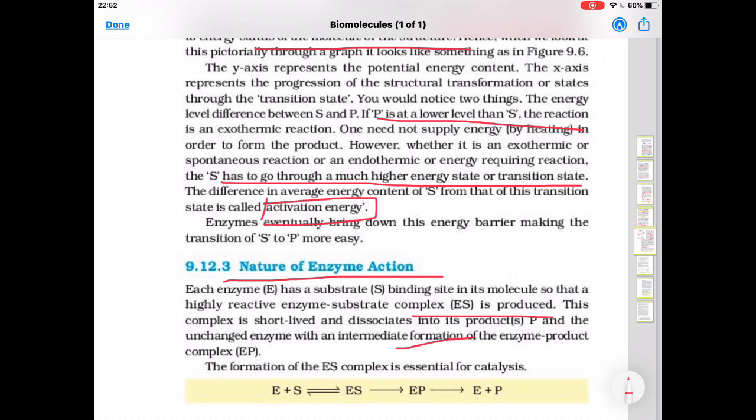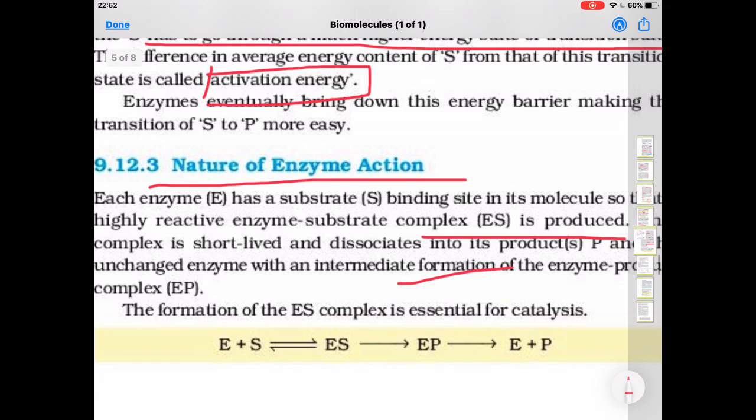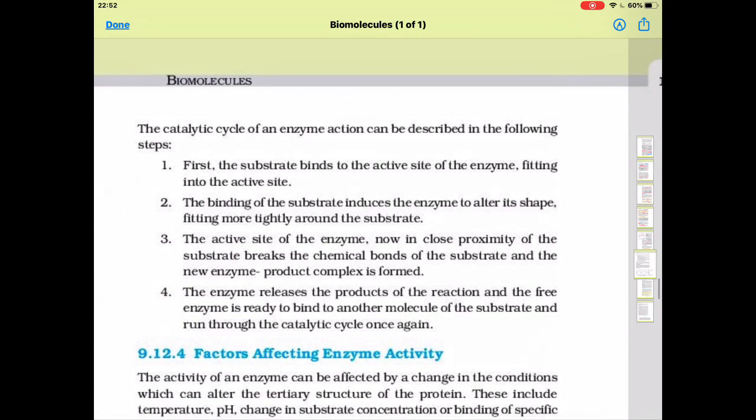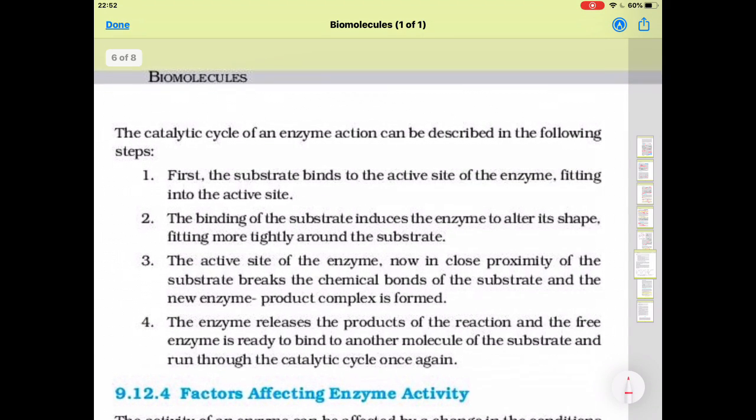So in the reaction below they have shown first enzyme plus substrate forms ES, that is enzyme substrate complex. Then some bonds are formed, some are broken, and it forms enzyme product complex. Then product is released and enzyme becomes free. The catalytic cycle of an enzyme action can be described as: first, the substrate binds to the active site of the enzyme, fitting into the active site.